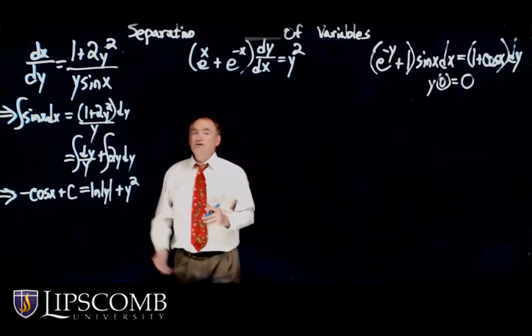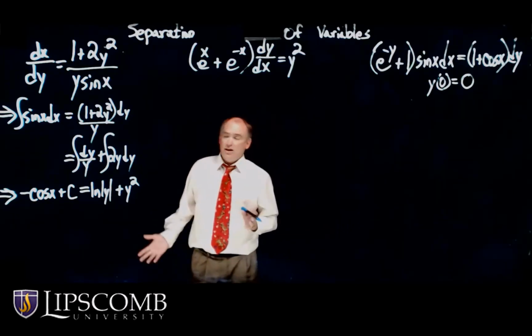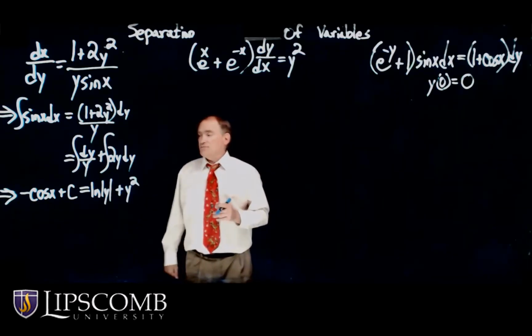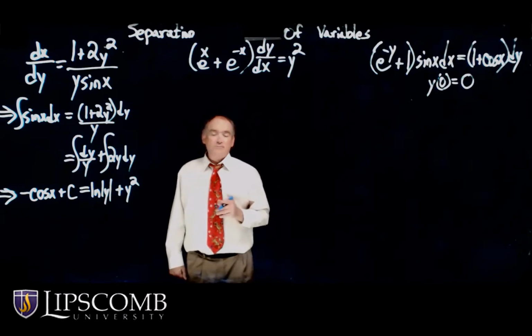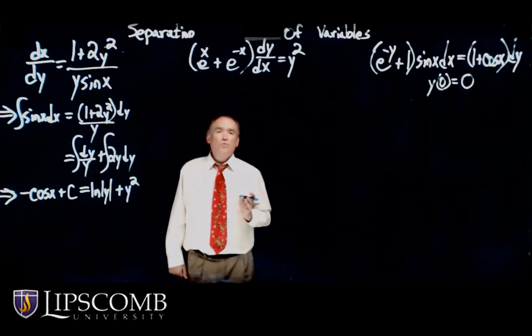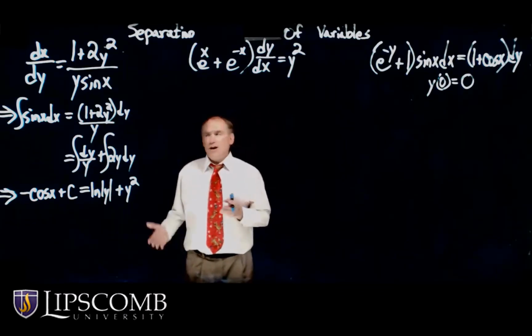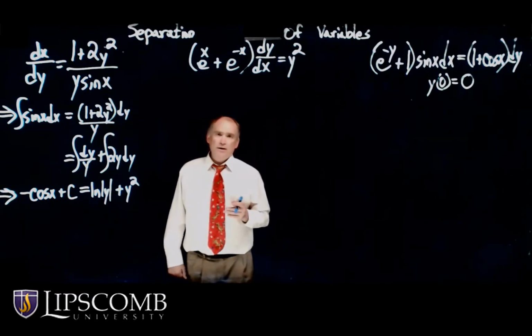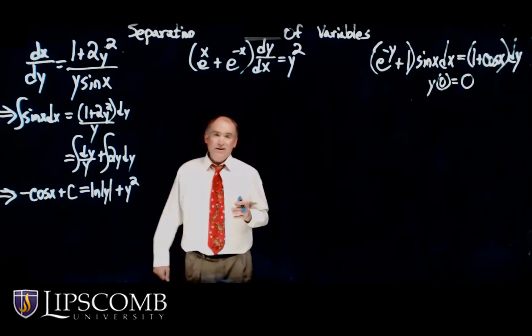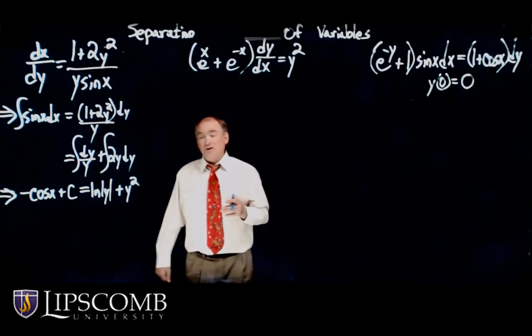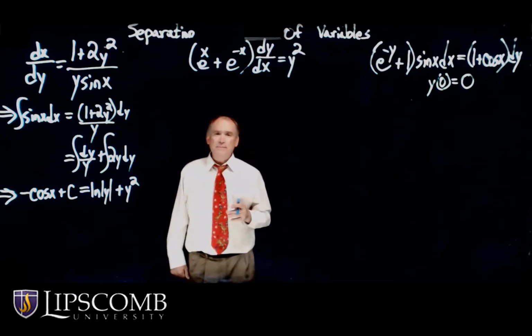So there is my solution. My solution is negative cosine of x plus c equals natural log of the absolute value of y plus y squared. Now notice, I did not solve for y. Implicit is fine. In fact, this would be very hard to solve explicitly.